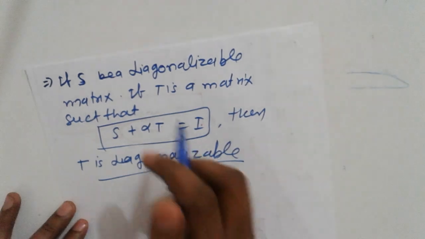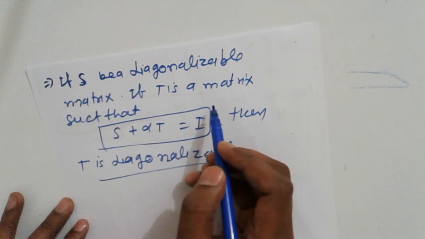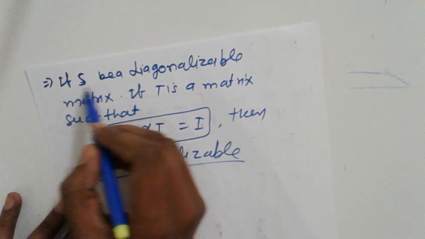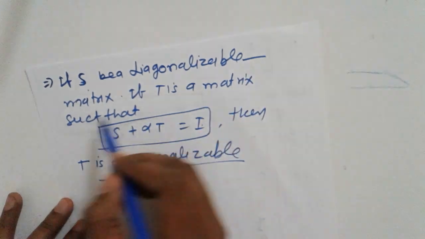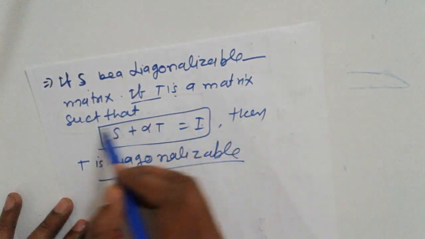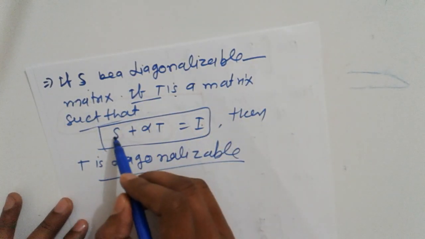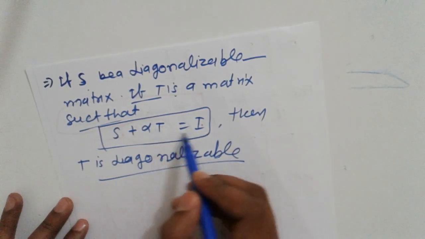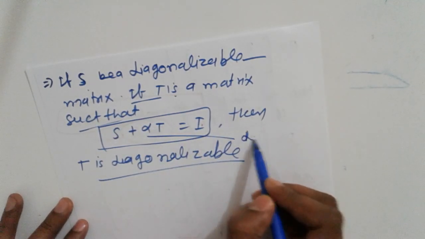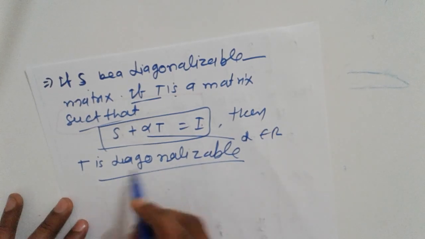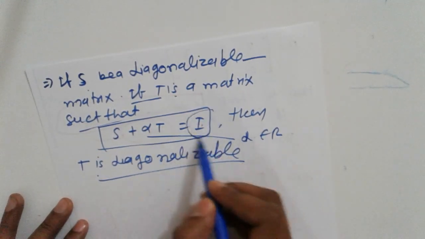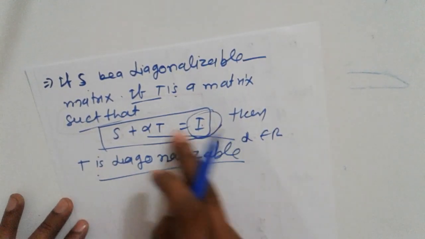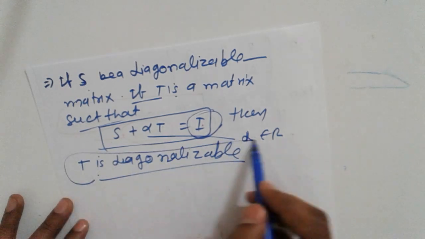These are important notes here. If S is a diagonalizable matrix, and T is a matrix such that S equal to S plus alpha T equal to I, where alpha belongs to R, then T is diagonalizable. That means if the sum with the identity matrix is diagonalizable, then that case is also a diagonalizable matrix.